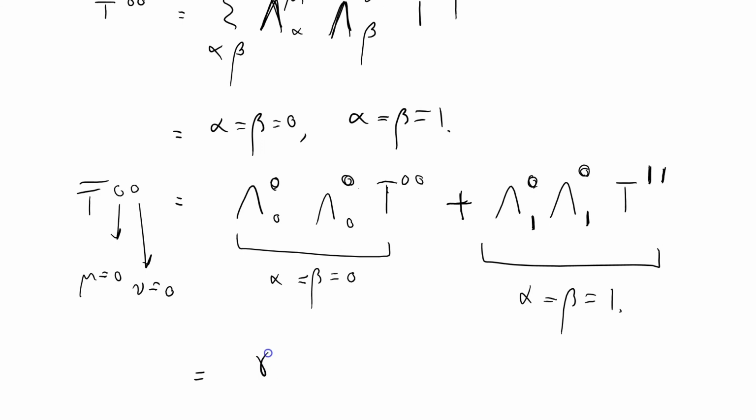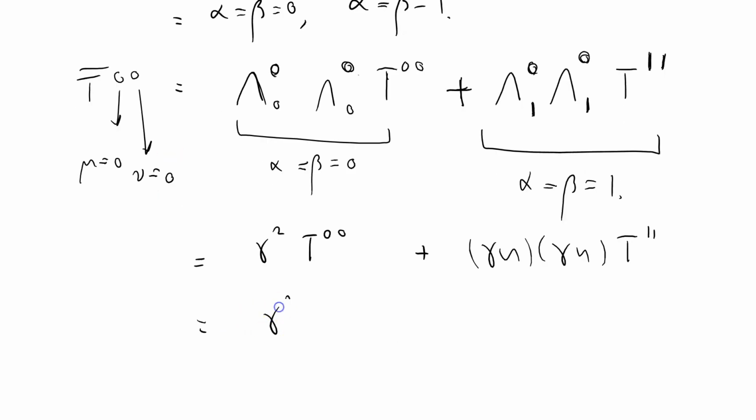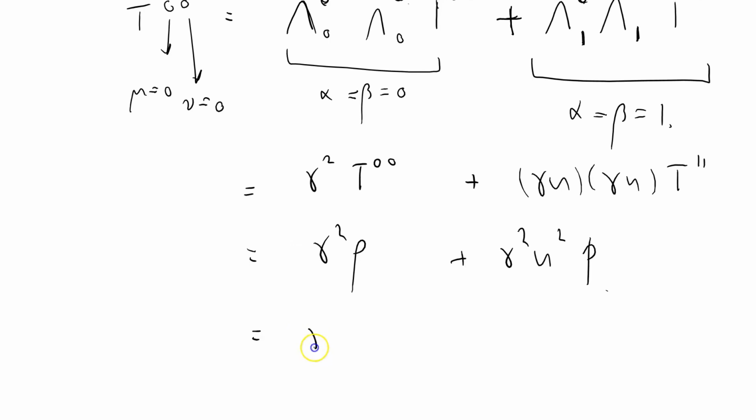Equals gamma squared T 0, 0, because the indices match, plus, and then the indices don't match, so it's gamma squared. Actually, let's write it out in full. Gamma u, and then T 1, 1, which equals gamma squared rho plus gamma squared u squared p. There we go. We can factorize it if we want. Gamma squared (rho plus p u squared). There we go, and that's equal to T bar 0, 0.